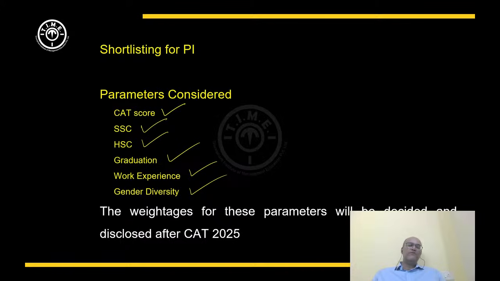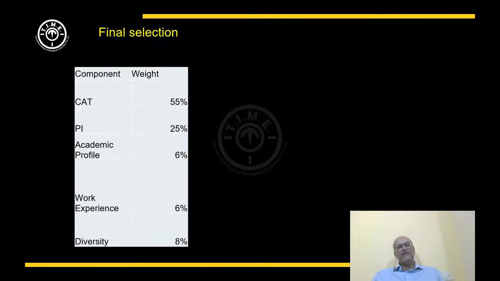Now, once you are through, once you generate an interview call, you will undergo an interview round, and that's when the final selection will take place. So, after interview, final selection will happen, and they have also revealed the parameters as well as the weightages for the final selection. They said CAT will have a weightage of 55%, which is pretty high. Then interview will be of 25% weightage.